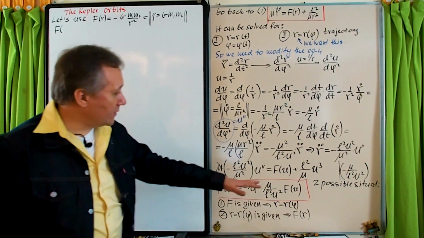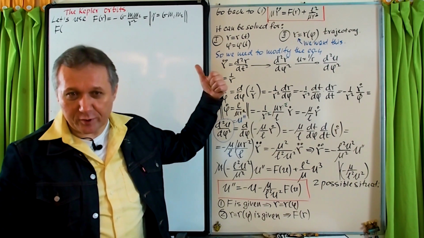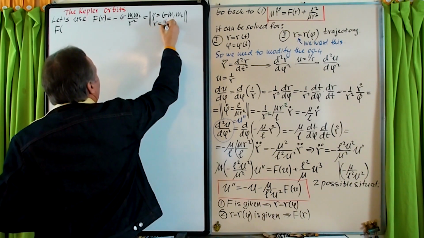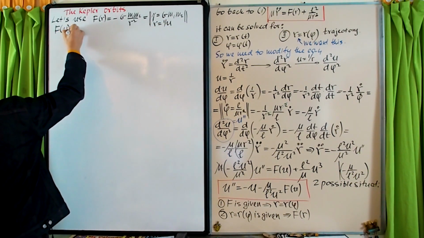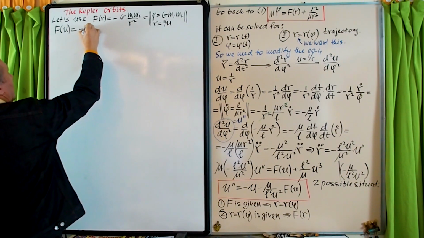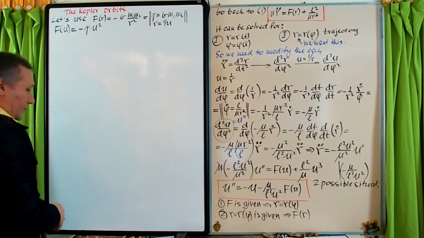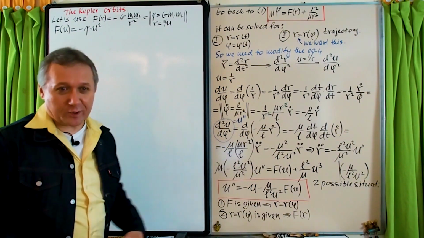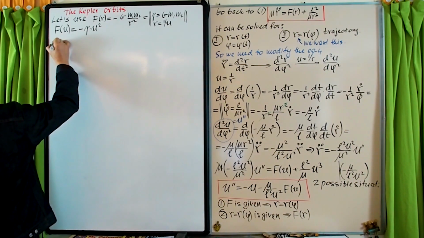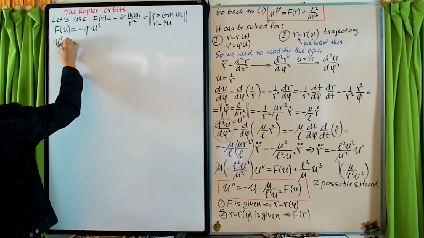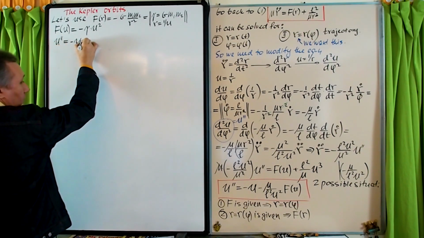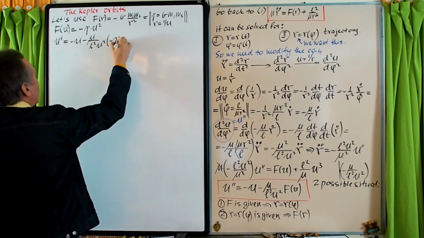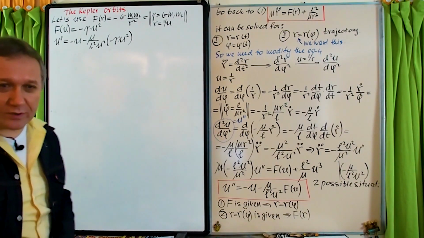So as a result, force, and of course, since the equation is written in terms of u, we need to get rid of r. Again, let me remind you, r equals 1 over u. So as a result, force F as a function of u will be equal minus gamma u to the power of 2. Right? Okay, so now plug it in the differential equation and see what we can get. So u double prime equals minus u minus mu over L squared u squared times minus gamma u squared. And now you should be able to see the beauty of this force.